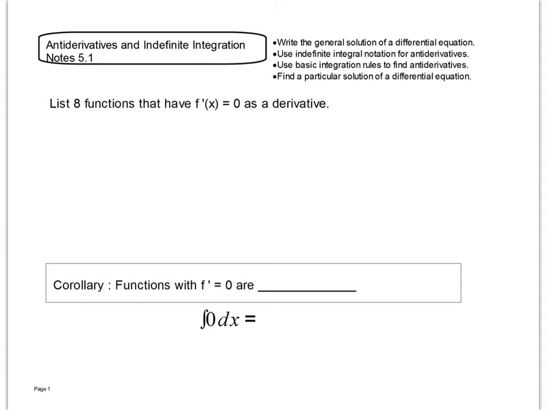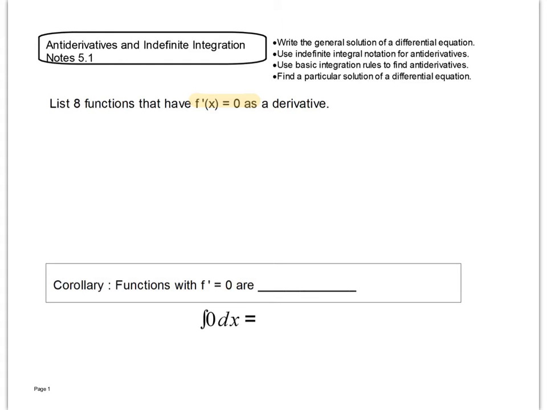So if we are starting with knowing that f prime equals 0, and we want to go backwards and say what was the function that gave us f prime equals 0, what is it? So I want you to pause the video right now, and I want you to write down at least one, maybe two, and see if you can see the pattern. Write down all 8.